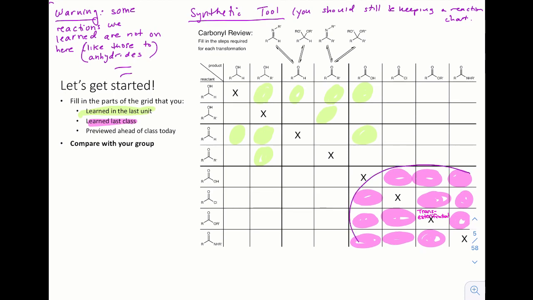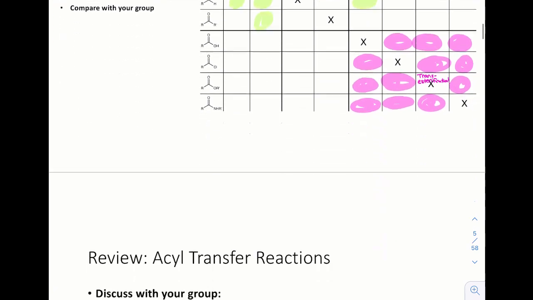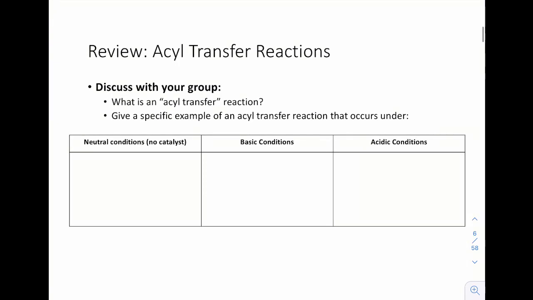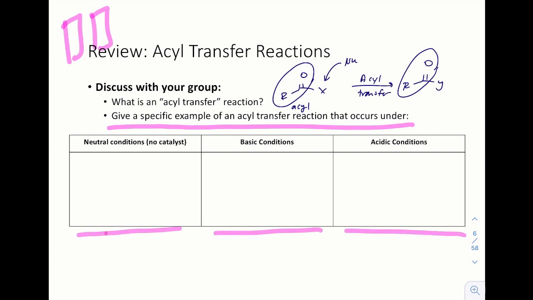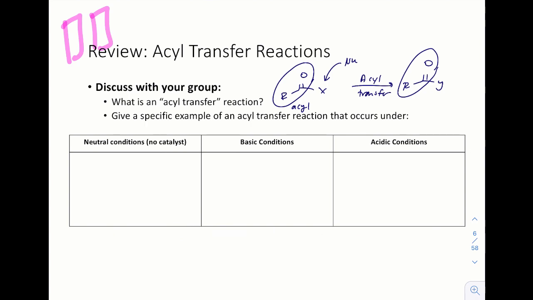Good. In the last class, we did learn about acyl transfer reactions between carboxylic acid derivatives. And acyl transfer reactions involve, as the name suggests, transfer or moving the acyl group from some nucleophile, some species, we'll call it X, to another, which we will call Y. I would ask you to once again pause and review. Give a specific example of an acyl transfer reaction that occurs under each of these three sets of conditions. Be sure that you have your examples written down.